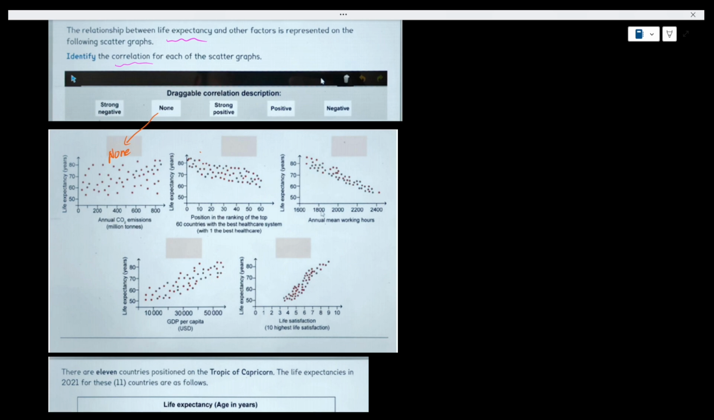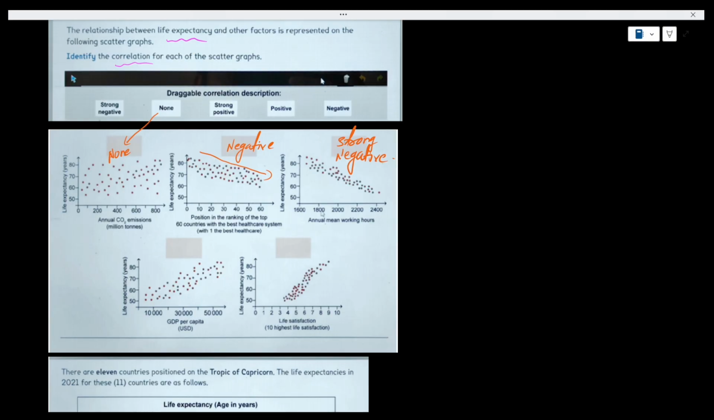Now this one here, if you see, it's coming down, but all the values are not tightly packed, so it is going to be negative, right? It's going to be negative correlation. Then here, because all the points are very close to each other, it is going to be strong negative.